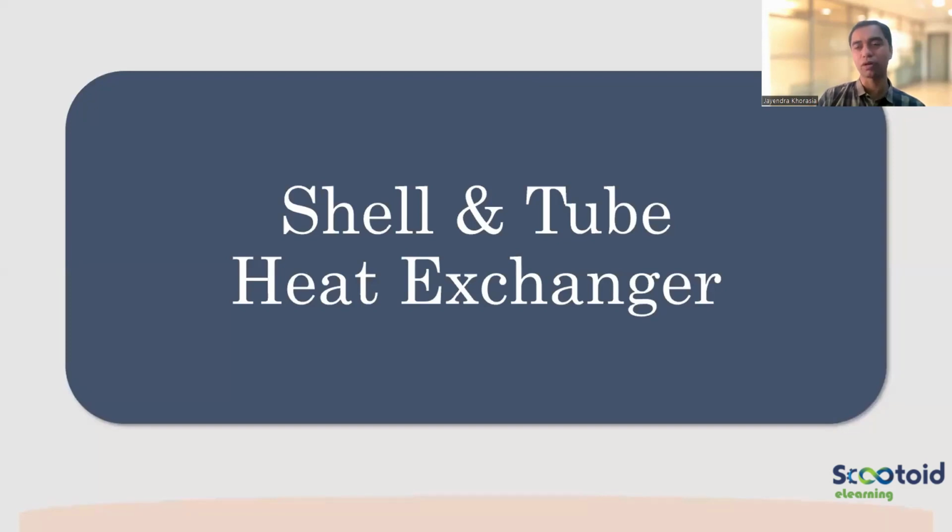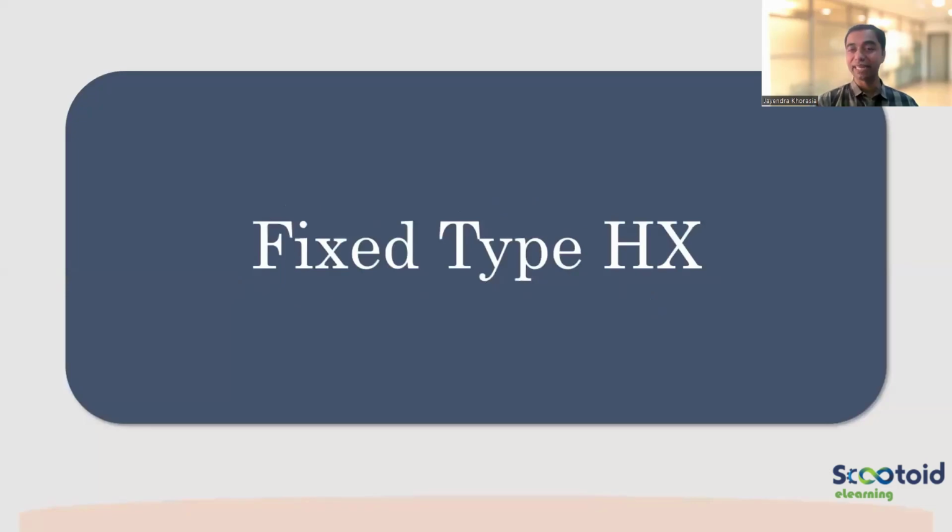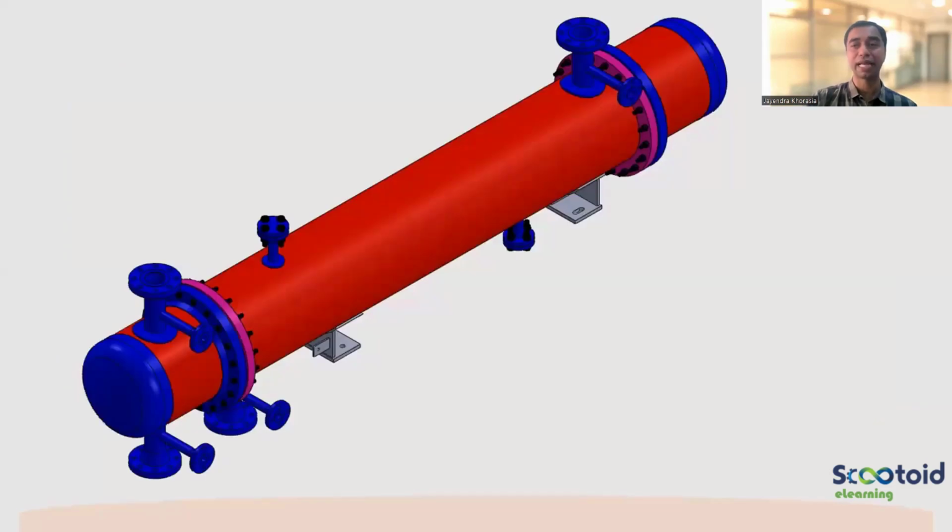When we choose any product, we look at a lot of factors. What is the application? What type of fluid is being used? How much heat transfer do I want to do? Looking at these, we choose a type of heat exchanger, and shell and tube is widely used. In shell and tube also, we have different types of heat exchangers. Let's see the different types. The first one is the fixed type heat exchanger.